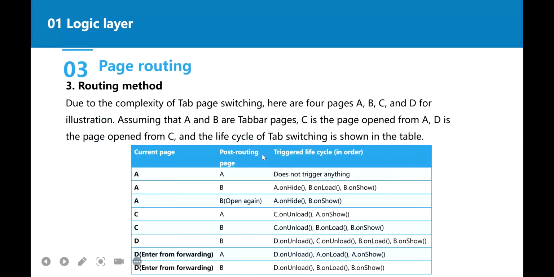Due to the complexity of the tab page switching, here are 4 pages, A, B, C, D, to illustrate these routing methods. Imagine that A and B are tab bar pages. C is a page opened from A. D is the page opened from C. And the life cycle of tab switching is shown here in this table.